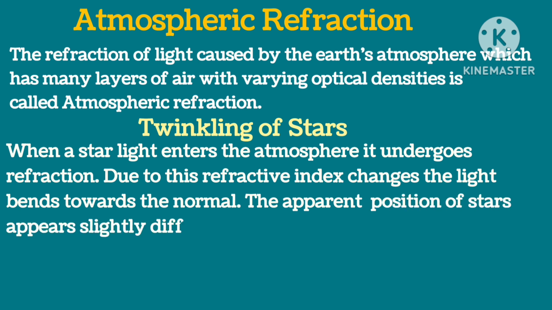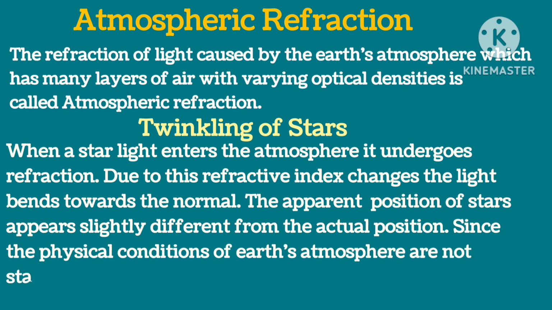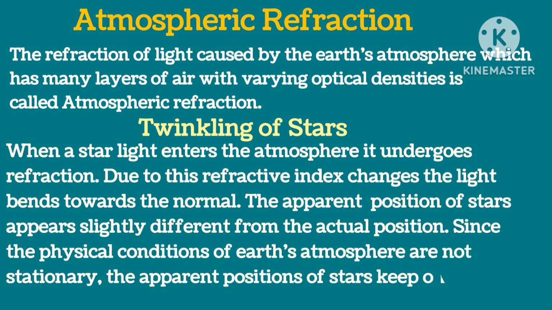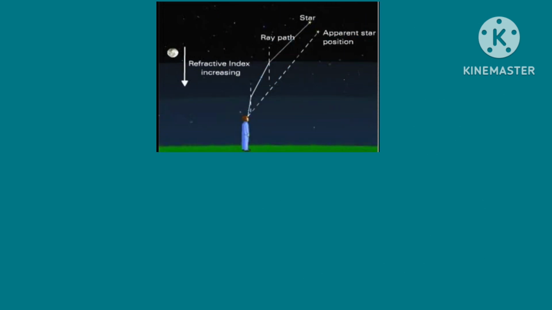The light is bent towards the normal. The apparent position of stars appears slightly different from the actual position. Since physical conditions of Earth's atmosphere are not stationary, the apparent position of stars keeps on changing, and that's why they appear to twinkle. So here you can see the apparent and the actual position of the star is different because of the refractive index.